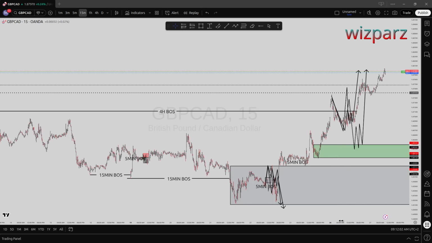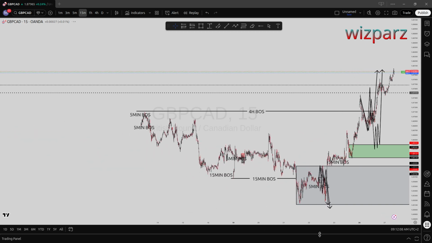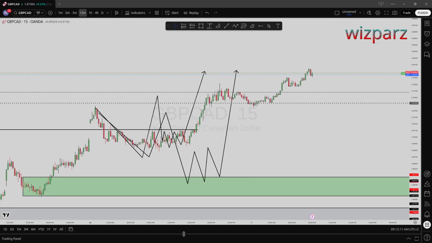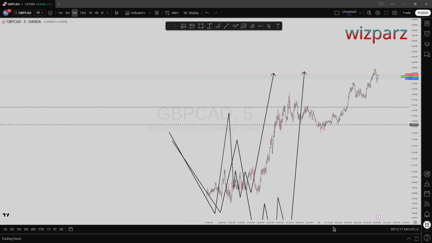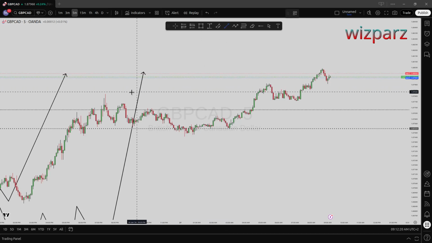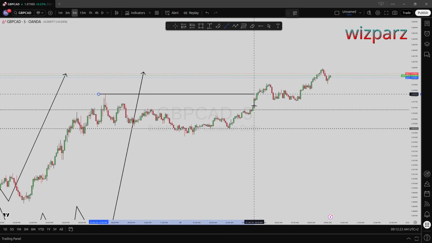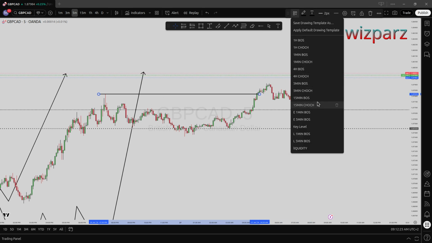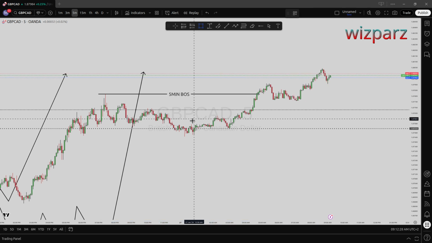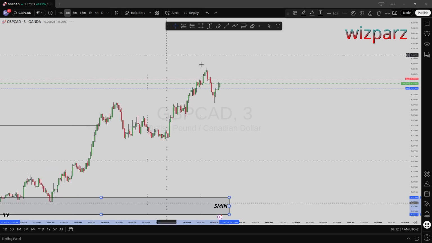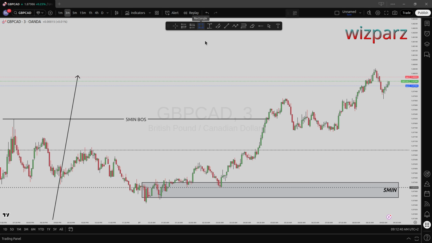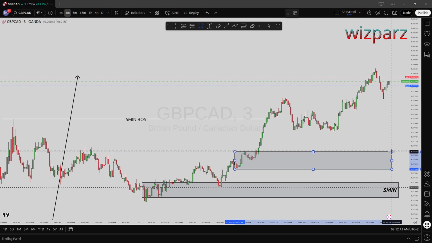And GBPCAD, still there is a trend to the upside. You can see that this is the last level which has broken. Okay, and this is the last two candles which made the last higher low. Skip to 3 minutes to find the main area. Okay, this is our main area.